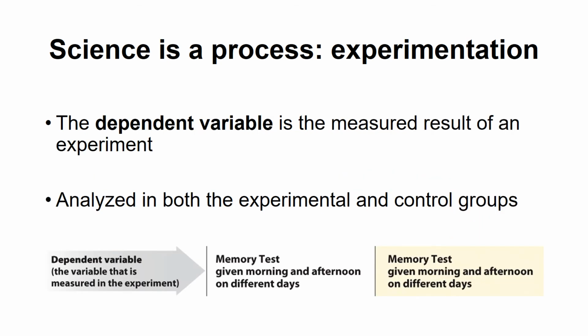Okay, so the dependent variable is the measure of the results in an experiment. So essentially the dependent variable is equal to the result of the experiment. And on a graph, the dependent variable always goes on the y-axis. Okay, so let me say this one more time. The dependent variable is the result of the experiment. And on a graph, it always goes on the y-axis.